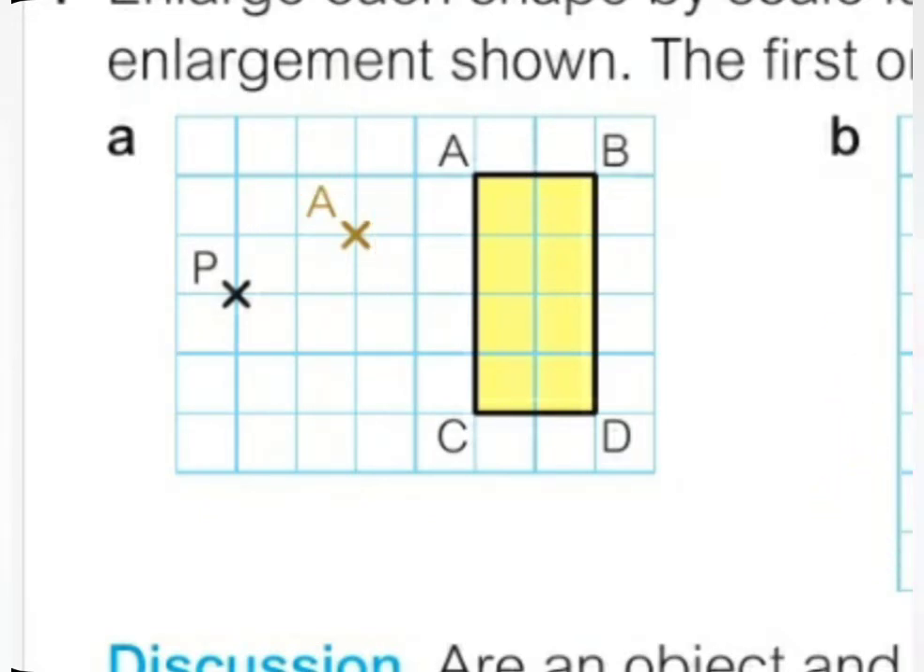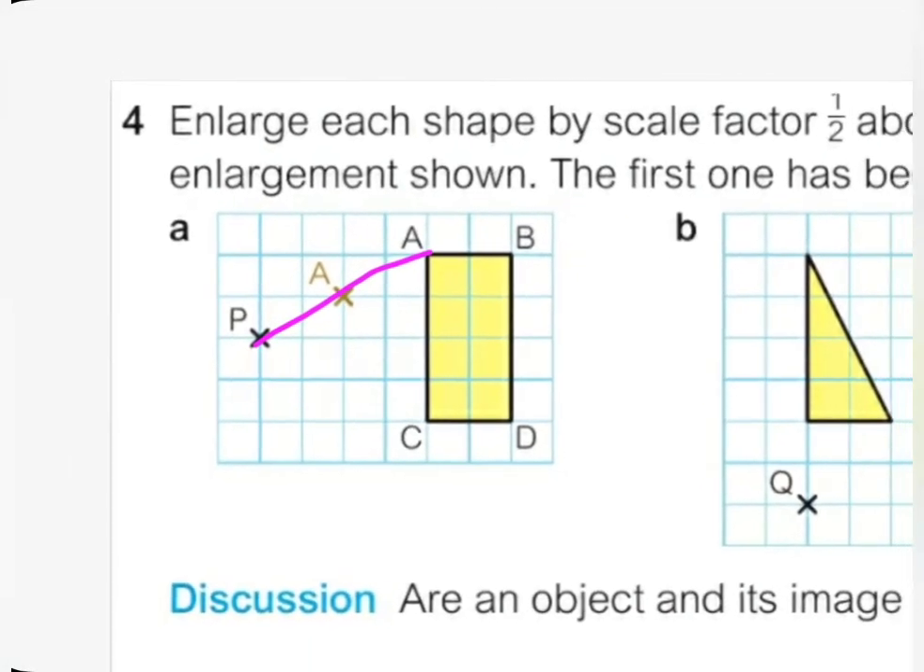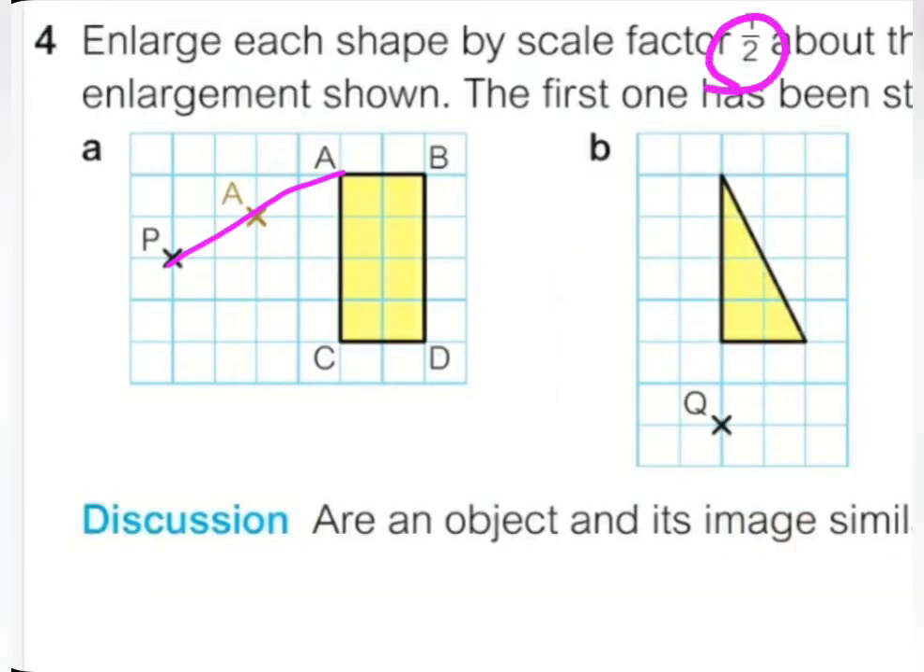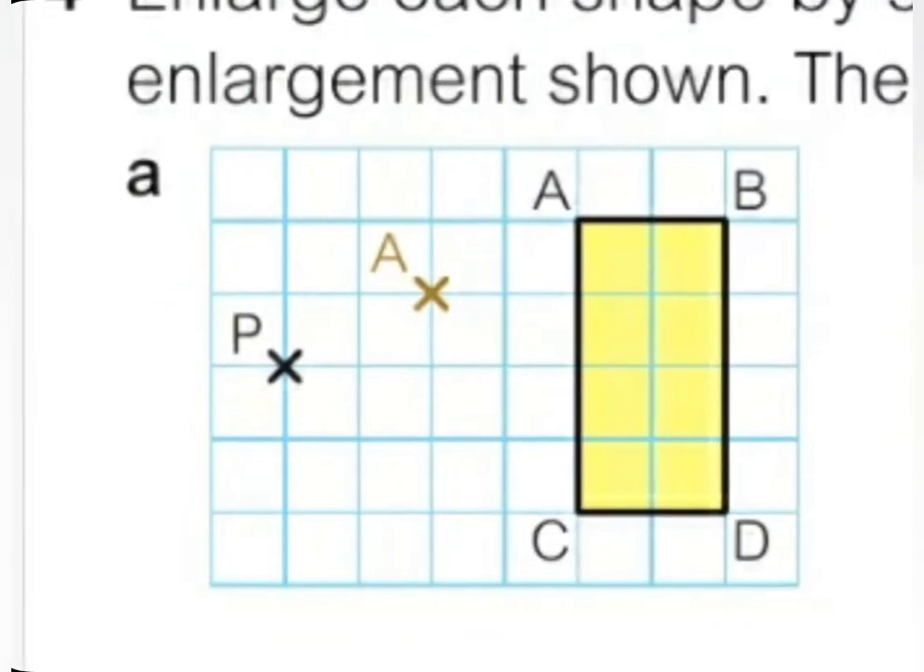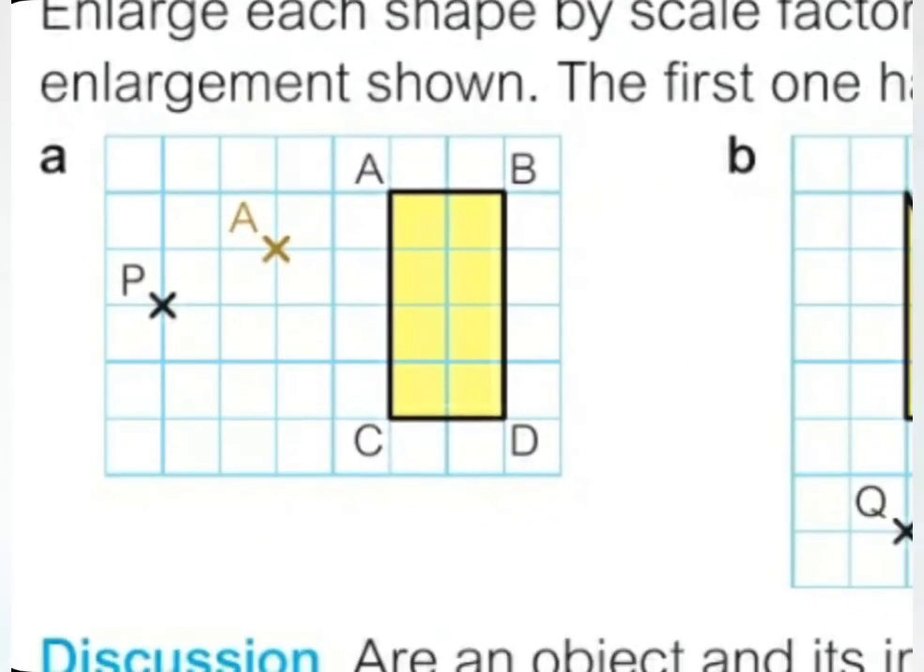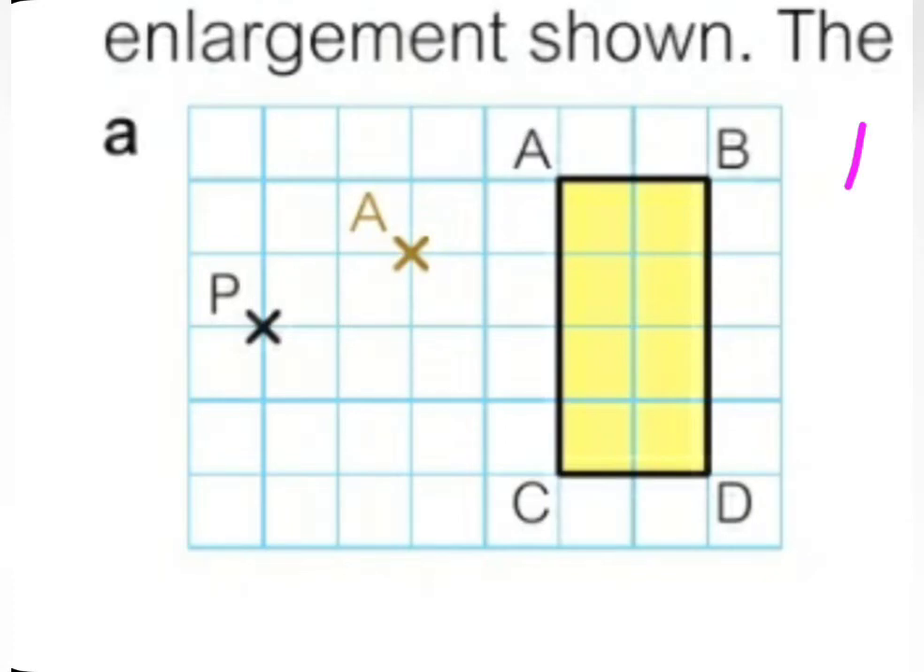First, you have to measure the distance between center of enlargement and the point, and then multiply it by the scale factor, which is half, and then go half the distance and put the point. This is the idea. Now, let's do it together using this shape. We need to know that the scale factor is half. So we find the distance and multiply it by the scale factor. The first point here is done for us.